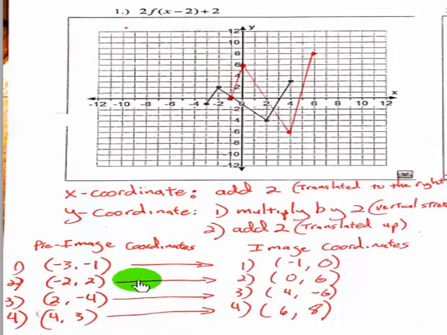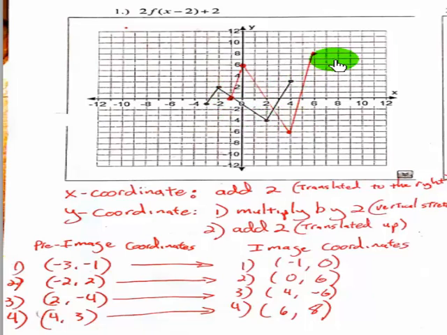Negative 2, 2, you're going to add 2 to negative 2 and get 0. You're going to take 2, multiply it by 2, giving you 4, then add 2, which gives you 6. And so on. 2, negative 4 becomes 4, negative 6. 4, 3 becomes 6, 8. And you'll see in red, the image is the pre-image with the translations applied.